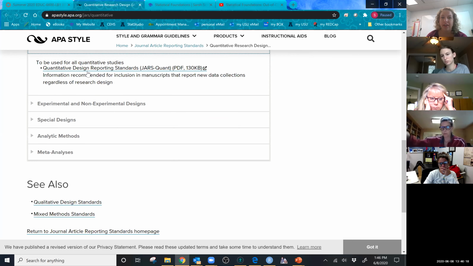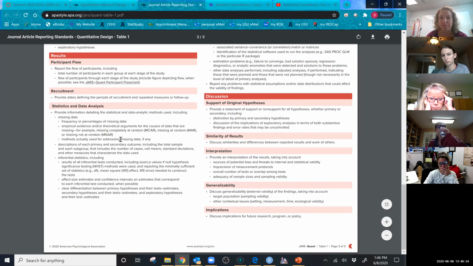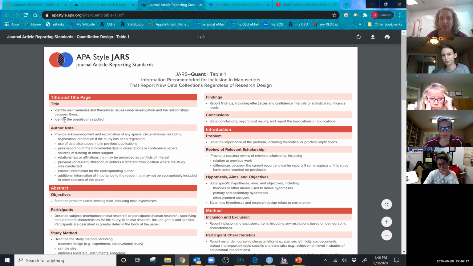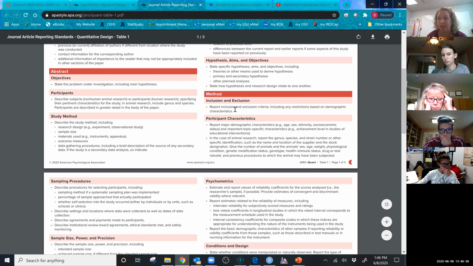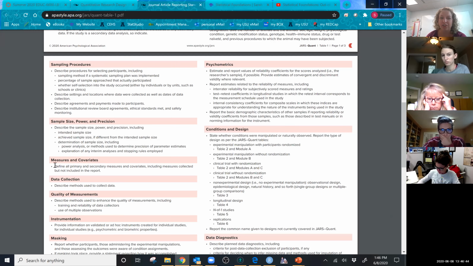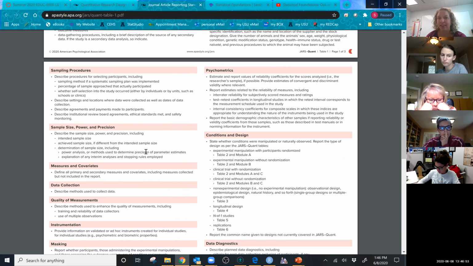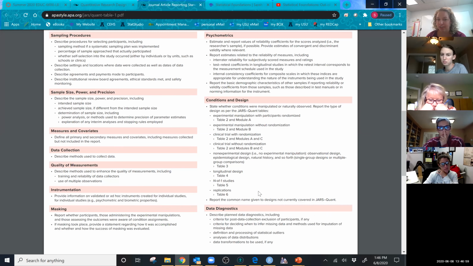So general reporting, this is like 3-page high points. So what should be on your title page? What should be in the author notes? So your introduction, your methods section. In the methods sections, we talk about inclusion and exclusion criteria. What are my participant characteristics? How did I sample them? What's my sample size? Did you do a power analysis beforehand? What are your measurements and covariates? How did you collect your data? What's the quality of your measurements? What instruments did you use? Were you masked and blind? Is there any psychometrics that you have on the scales you chose? Tell us about the conditions and the design of your experiment.